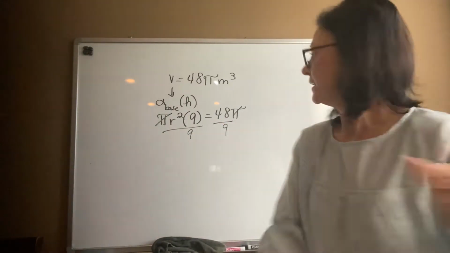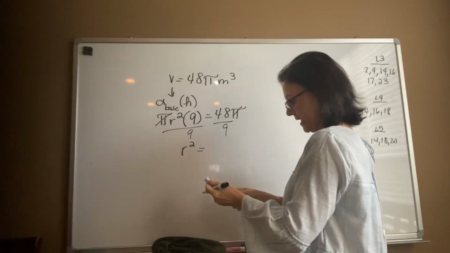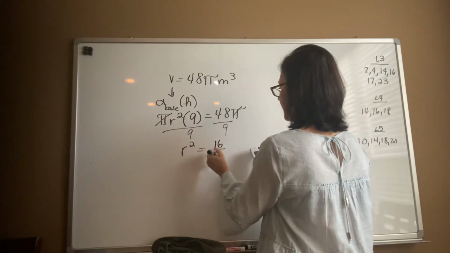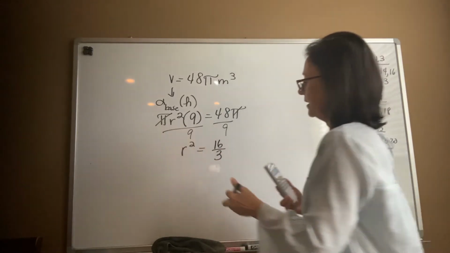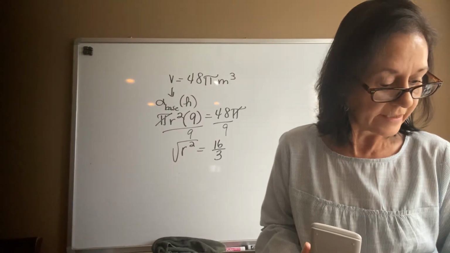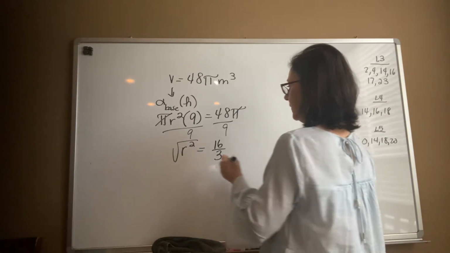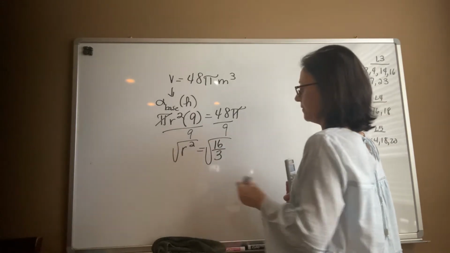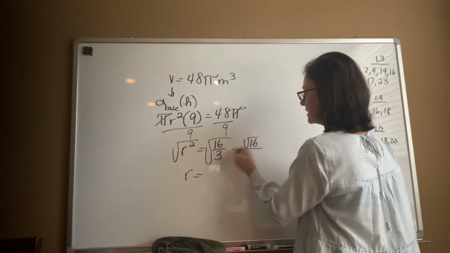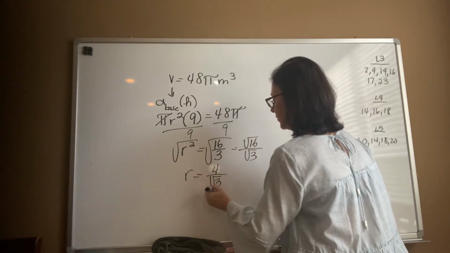So we have the radius squared equals 48 divided by 9, simplified is 16 thirds. Is that what it wanted us to do? What is the circumference of the base? So we need the radius to know the circumference of the base. So the radius is the square root of 16 over 3. That's the same thing as the square root of 16 over the square root of 3, which is 4 over the square root of 3.